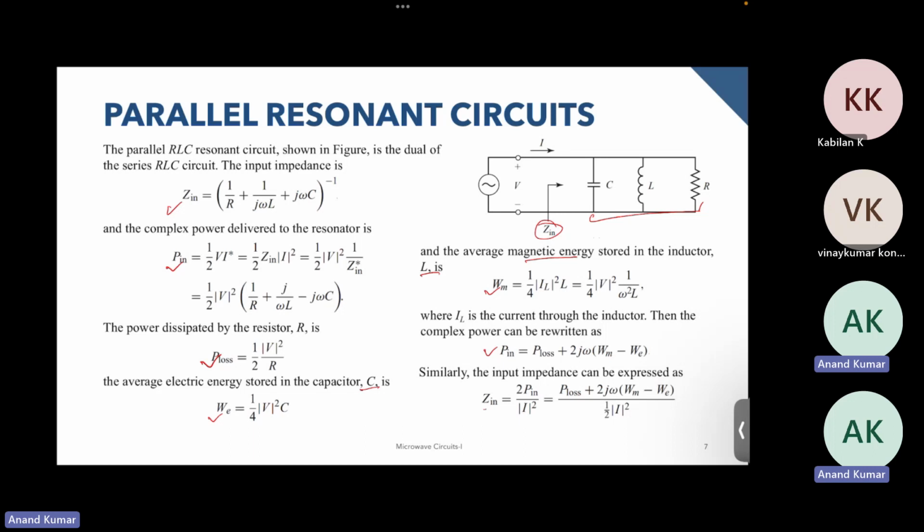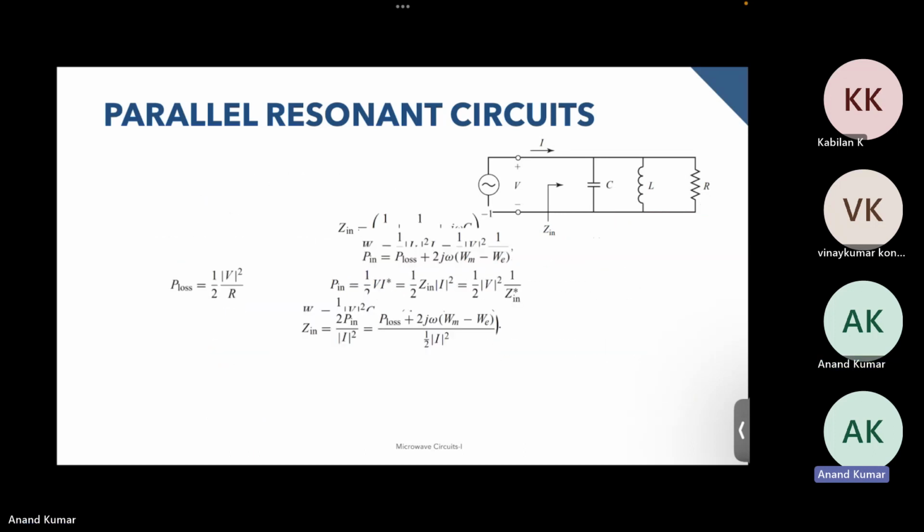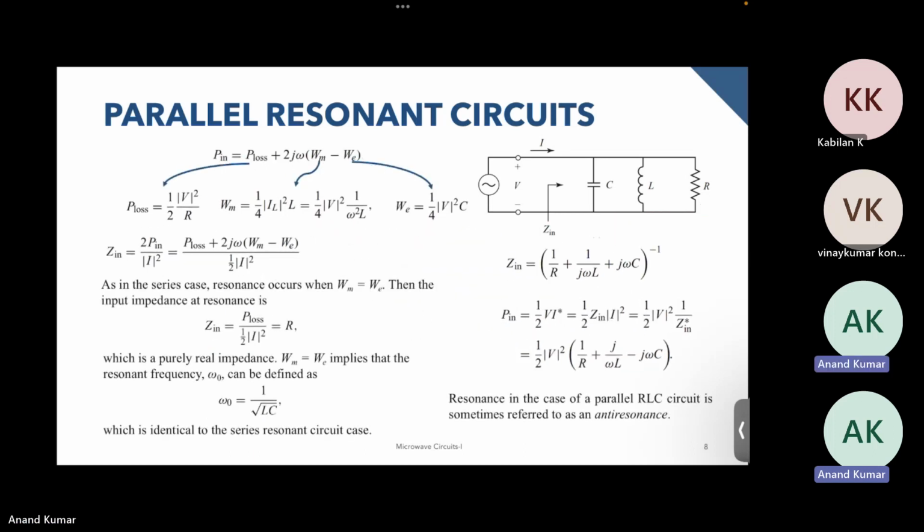Then we expressed again the input impedance in terms of power and the current, and we had this expression over here. For resonance, the criterion is to make this term equal to 0, so we equated these two terms, and upon doing that, we got the resonance frequency given over here. And when this part becomes 0, our input impedance was equal to power lost divided by I squared, which is equal to the resistance. So this happened for the parallel resonant circuit.